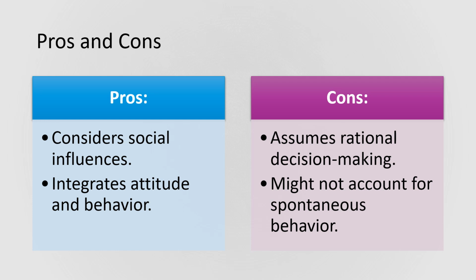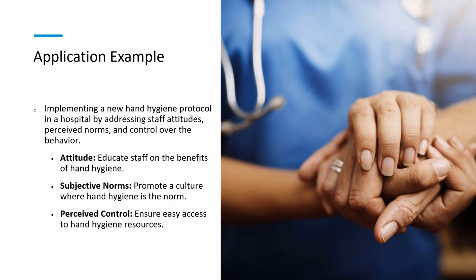Some of the pros and cons. So pros would consider social influences, and it integrates attitude and behavior. Whereas the cons, it assumes rational decision making, and it actually might not account for spontaneous behavior.